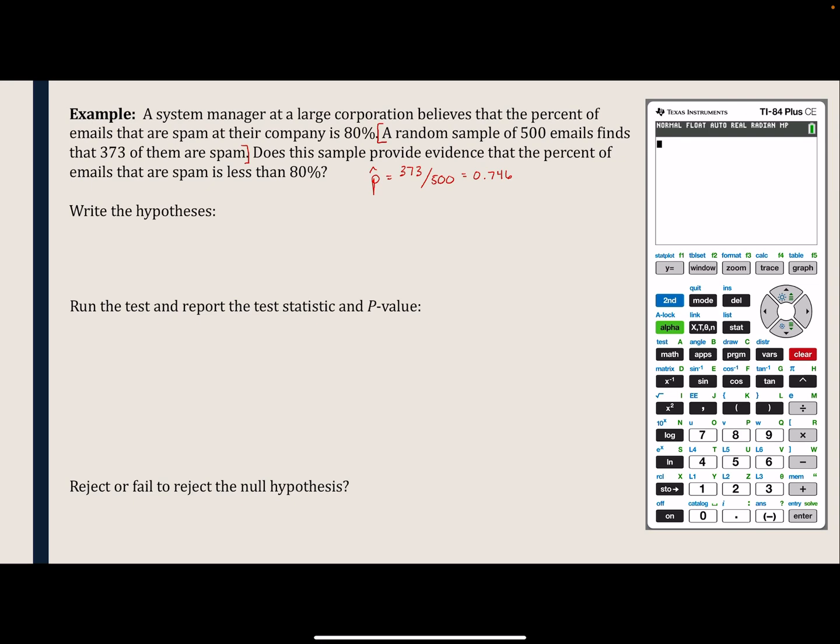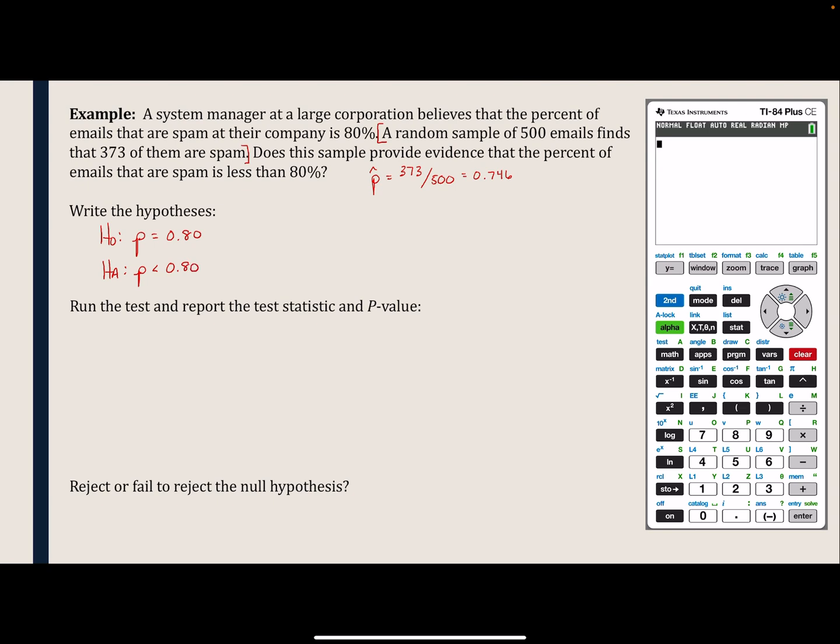So looking at the hypotheses, remember the null hypothesis is that nothing has changed. We're using a p because we're studying proportions. We always use an equal sign for the null hypothesis. And the accepted is 80%. The question or the claim that's being made is, does this sample provide evidence that it's actually less than 80%?